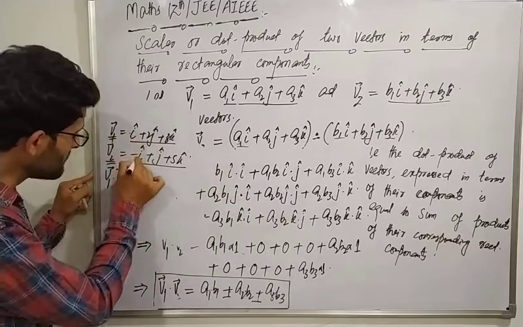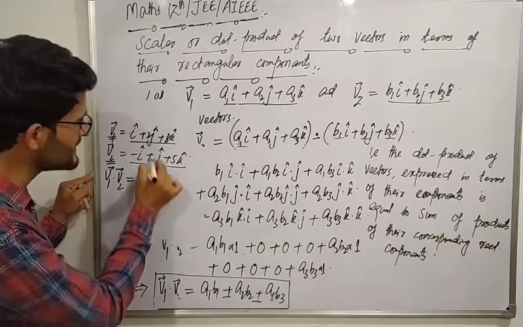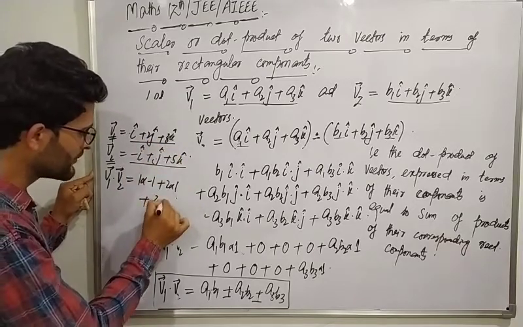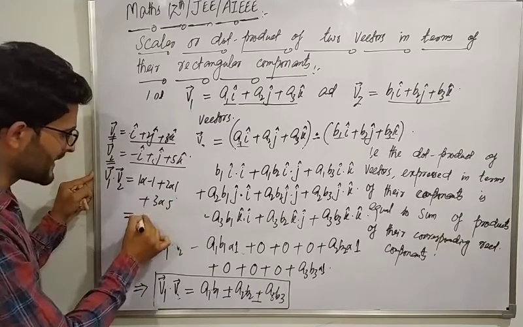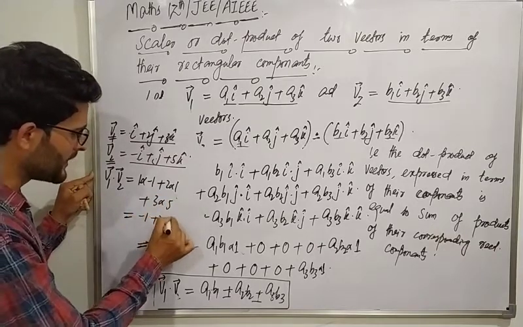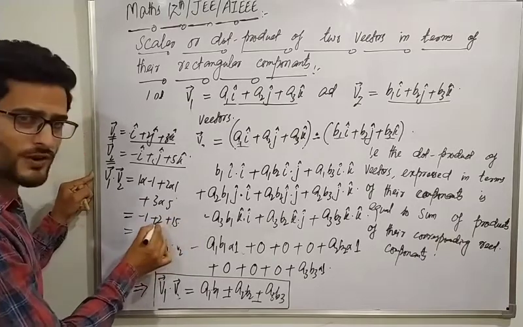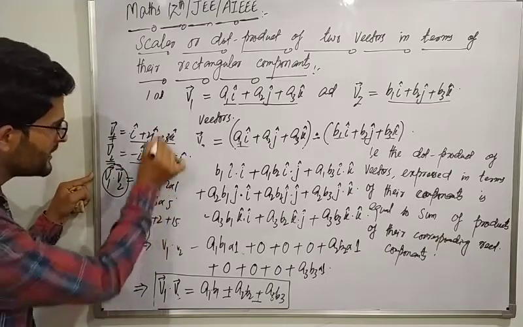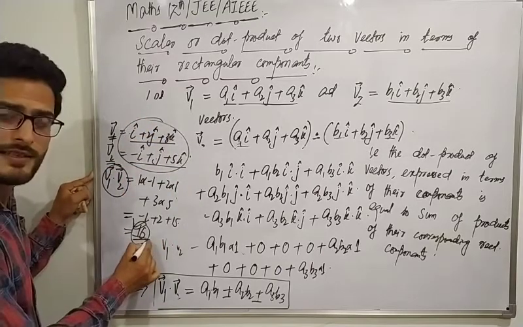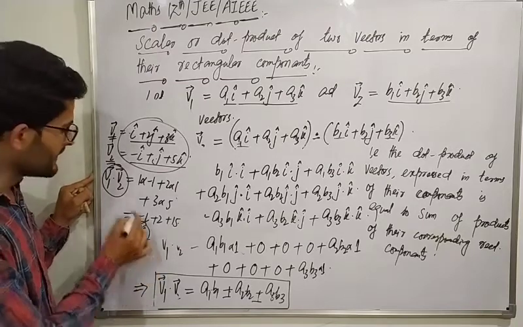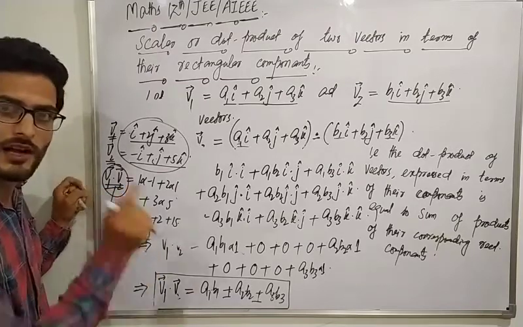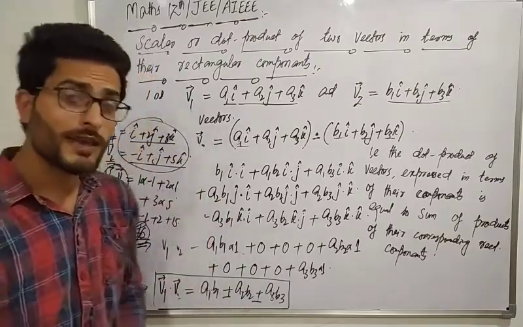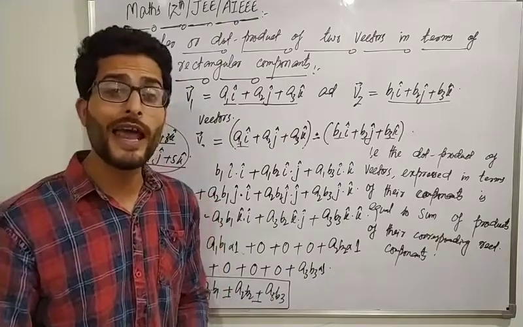So 1 into minus 1 plus 2 into 1 plus 3 into 5, that's equal, 1 into minus 1 is minus 1, 2 1 is plus 2, 3 5 is 15, plus 2 is 17, minus 1, that is 16. So the dot product of these two vectors comes out to be 16. 16 is a scalar. That is why dot product of two vectors is also called the scalar product of two vectors. So in this way we can find the dot product of two vectors when they are expressed in terms of their rectangular components.